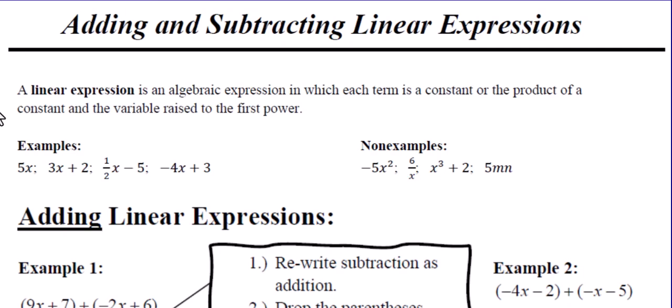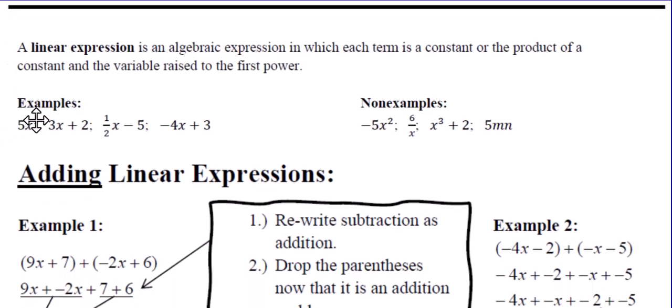When we look at some examples, that includes 5x, 3x plus 2, 1/2 x minus 5, and negative 4x plus 3. Well, you don't have to use the variable x. What we do notice is that the exponent on the variable is always 1. So 5x to the first power. We don't typically write the exponent of 1.